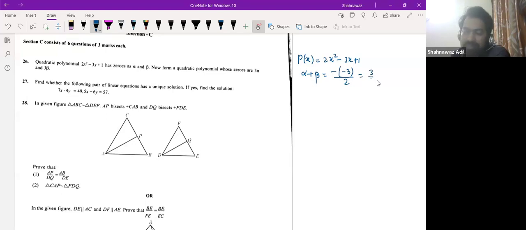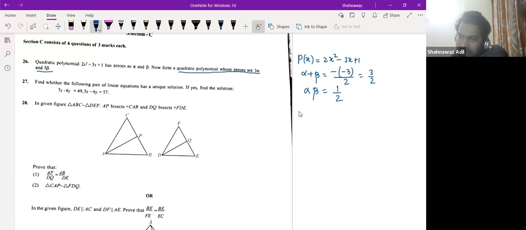Right. Good. And what would be the product of roots for this one? 1 by 2. That is also correct. Good. So this is the thing that you got. Now we have to write another quadratic polynomial whose zeros are this thing.